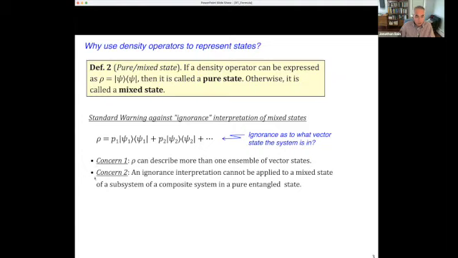But again, the standard warning is, there are two concerns with this ignorance interpretation. The first is, from the previous slide, a given density operator can represent more than one ensemble of vector states. A second concern is that an ignorance interpretation cannot be applied to a mixed state of a subsystem of a composite system when that composite system is in a pure entangled state. We'll see this by a standard example in a couple minutes. So when you read in the literature that density operators represent uncertainty with respect to states, you should take that with a grain of salt.